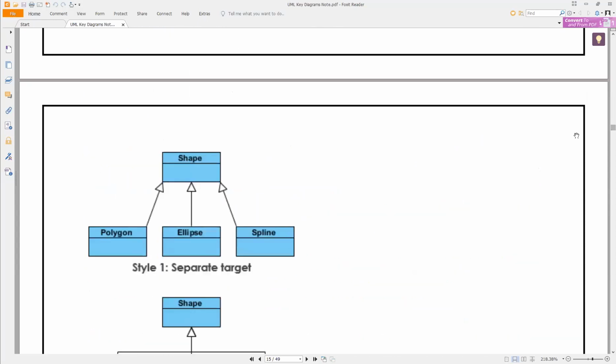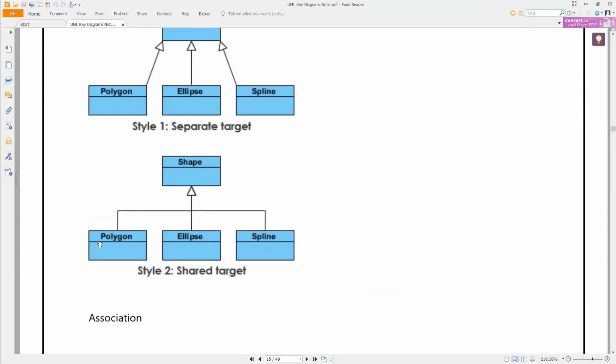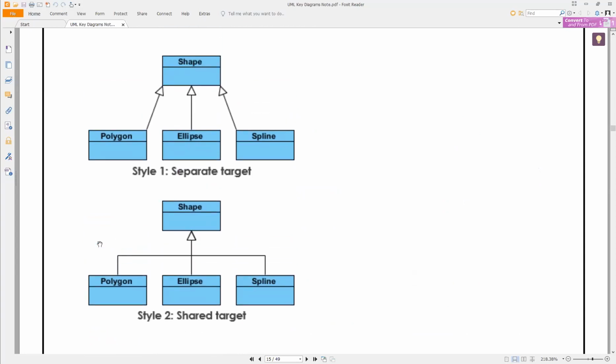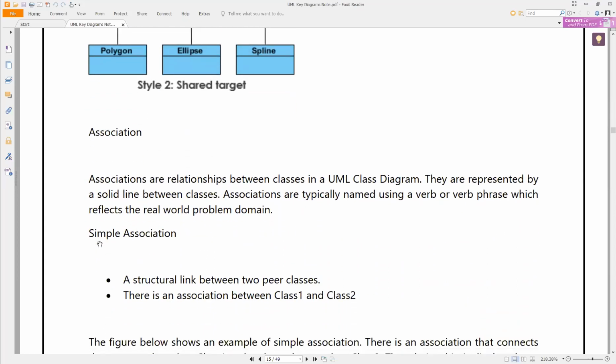All right, so let's look at some other examples then. Now you can see the inheritance, for example. You know the shape. A shape could be a polygon, an ellipse, or a spline. So that's why the relationship here becomes inheritance. In your class diagram, you might have these examples. There are two styles. You can go with this style, but this will create so many arrows, or you can go with the second style. To me, the second style is good.